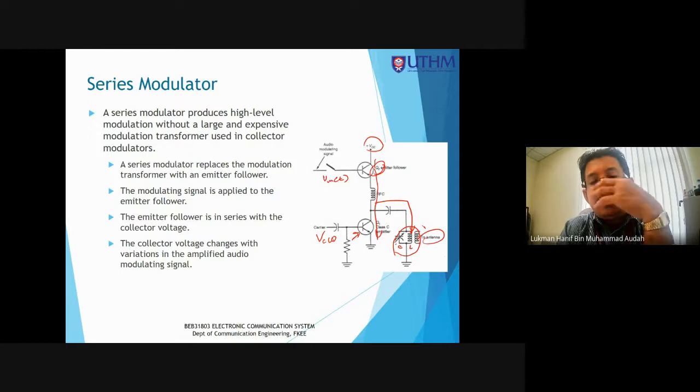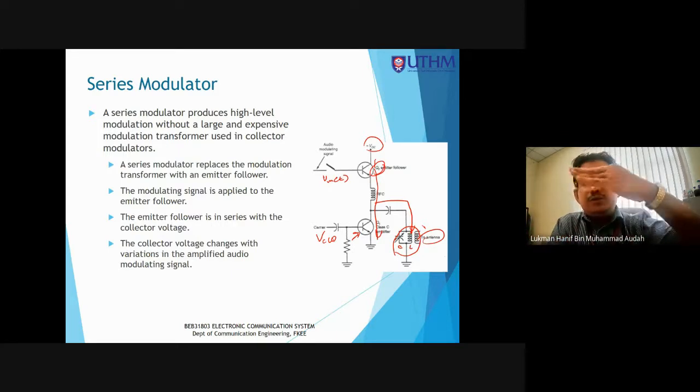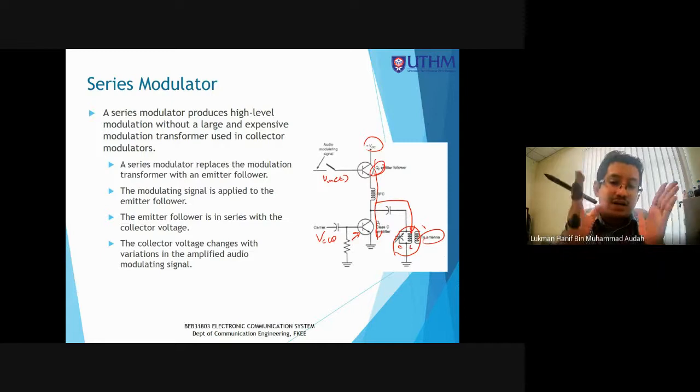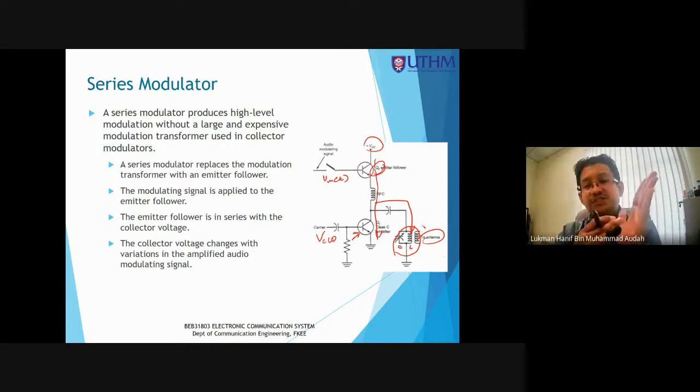Okay, sekiranya current tidak boleh mengalir daripada VCC kepada ground, maka pada ketika itu barulah LC tank circuit akan discharge untuk melengkapkan gelombang pada output. Sebab kalau tidak ada LC, maka gelombang itu cuma nampak separuh saja pada output. Okay, dia terputus. Disebabkan adanya LC, maka dia akan charging dan discharge menghasilkan separuh bahagian gelombang pada output tersebut.